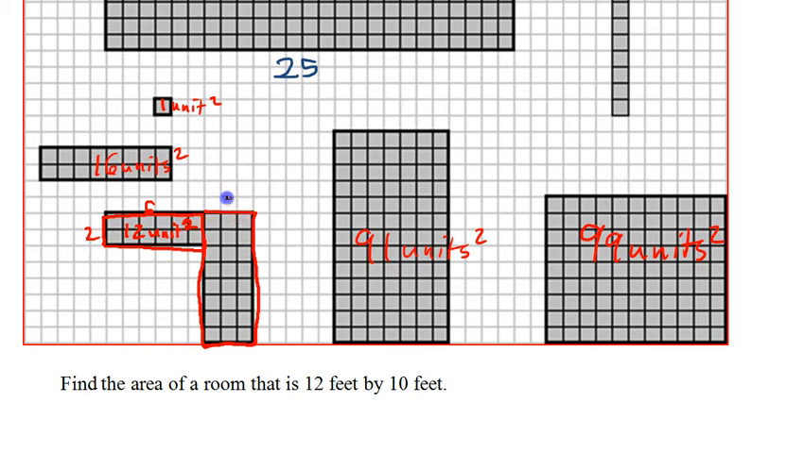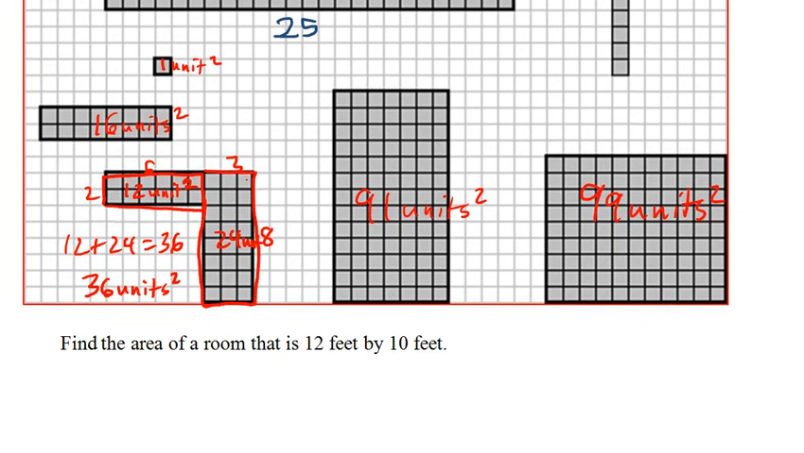And then this one's 3 by 1, 2, 3, 4, 5, 6, 7, 8. So 24 units squared. So that's a total of 12 plus 24, which is 36. The whole point is to take any shape that you're given and break them into rectangles. If you have a rectangle, you can find the area by doing base times height. So here's our one question.